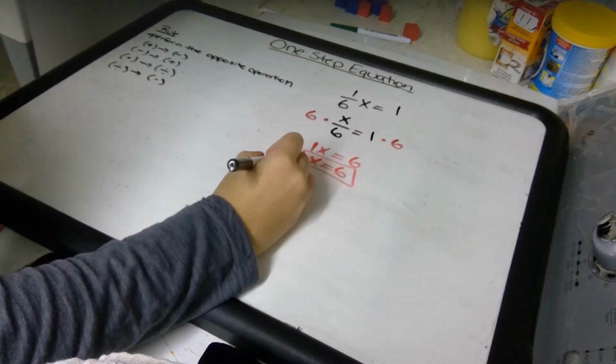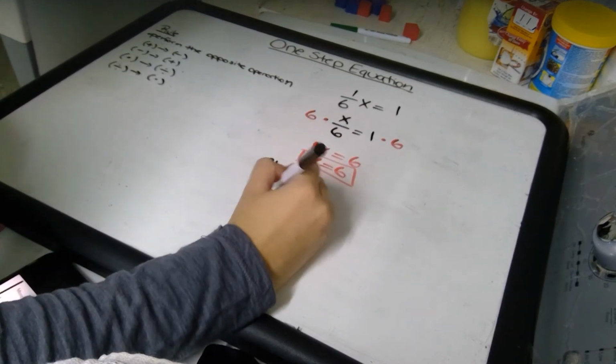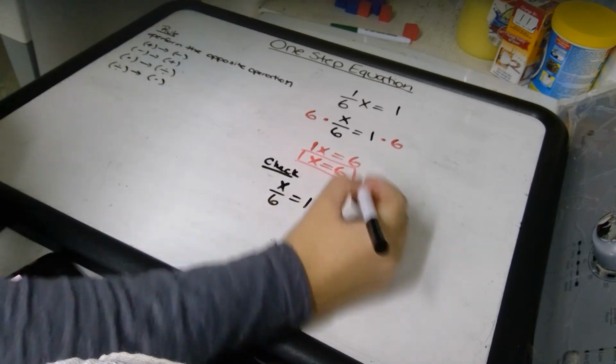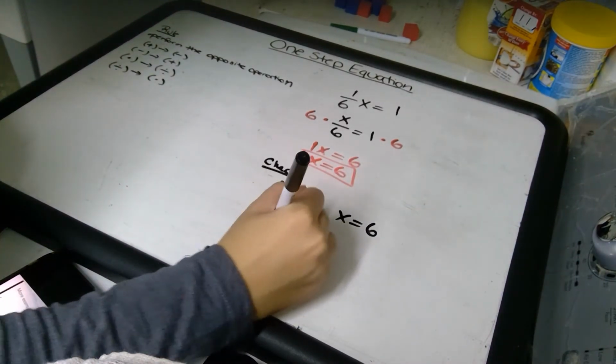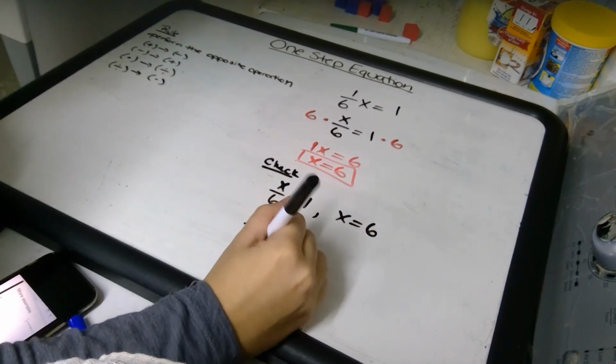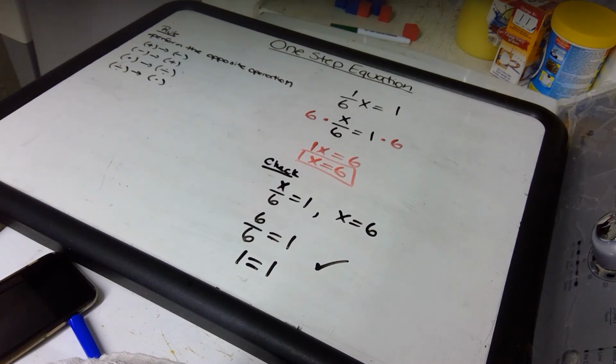Then she checked her answer. She wrote the problem and she plugged in x as 6. So she wrote 6 over 6 equals 1. Then she found that 1 equals 1 and she knew that her answer was correct.